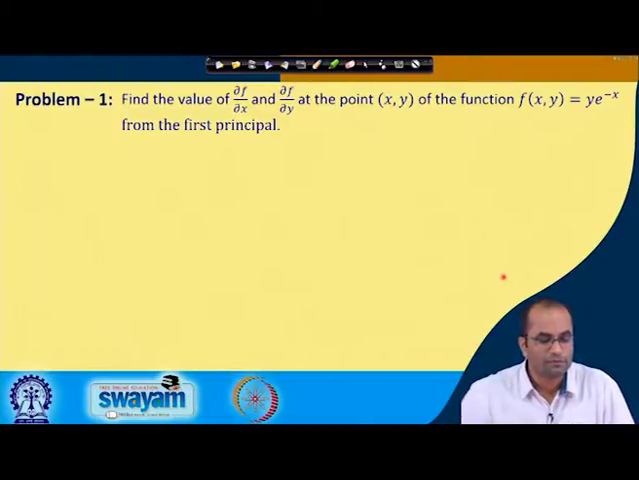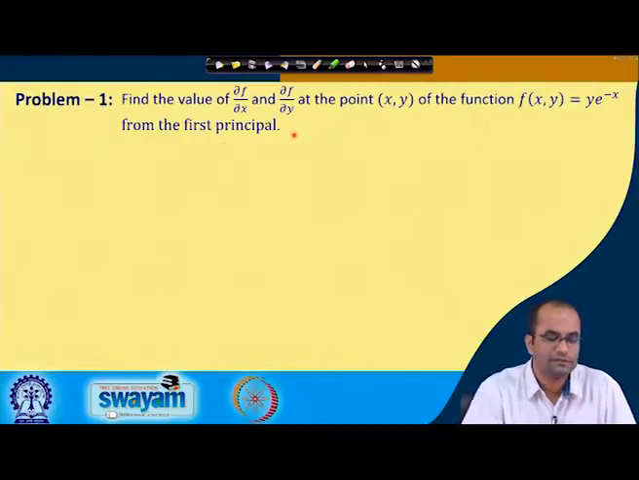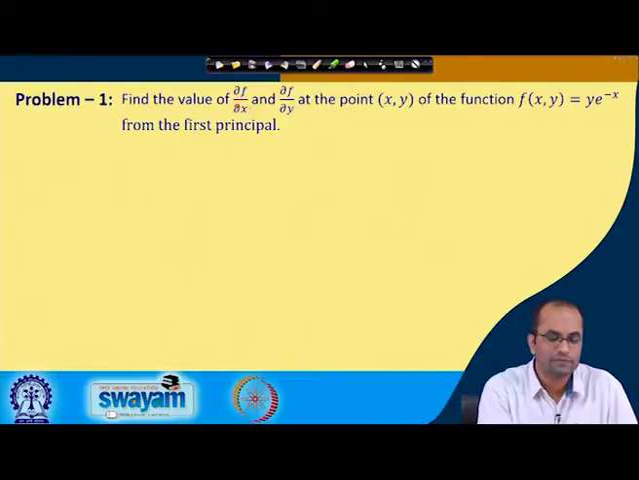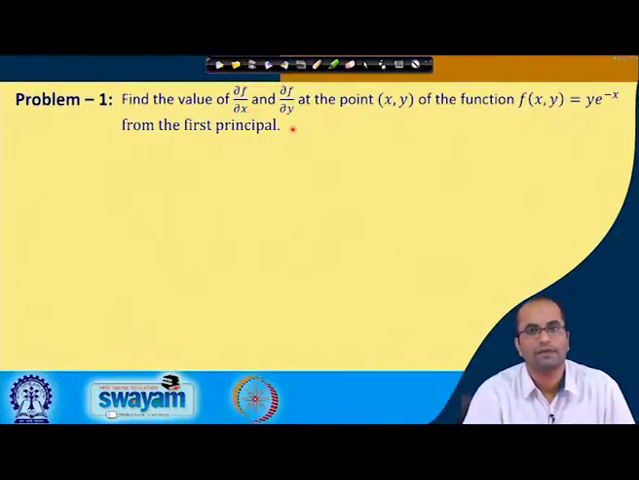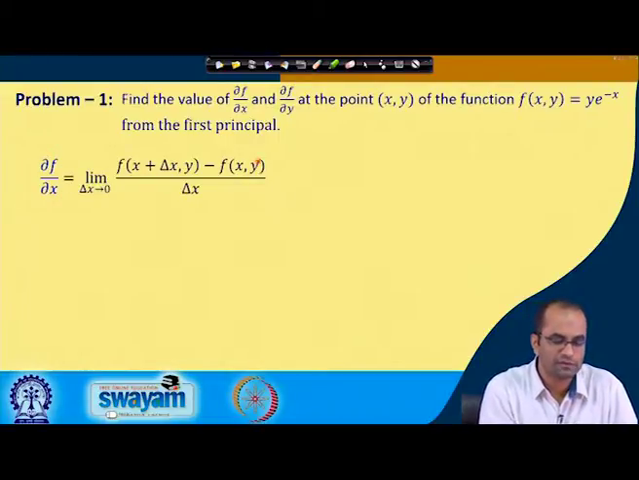Coming to the problem, find the value of del f over del x at the point x, y. So, a general point here of the function f(x, y) is equal to y e power minus x, from the first principle. So, we will use that definition which we have discussed in the previous slide to compute this del f over del x and del f over del y at a general point x, y. So, what was the definition? Del f over del x at a point x, y. So, we have taken here a general point x, y.